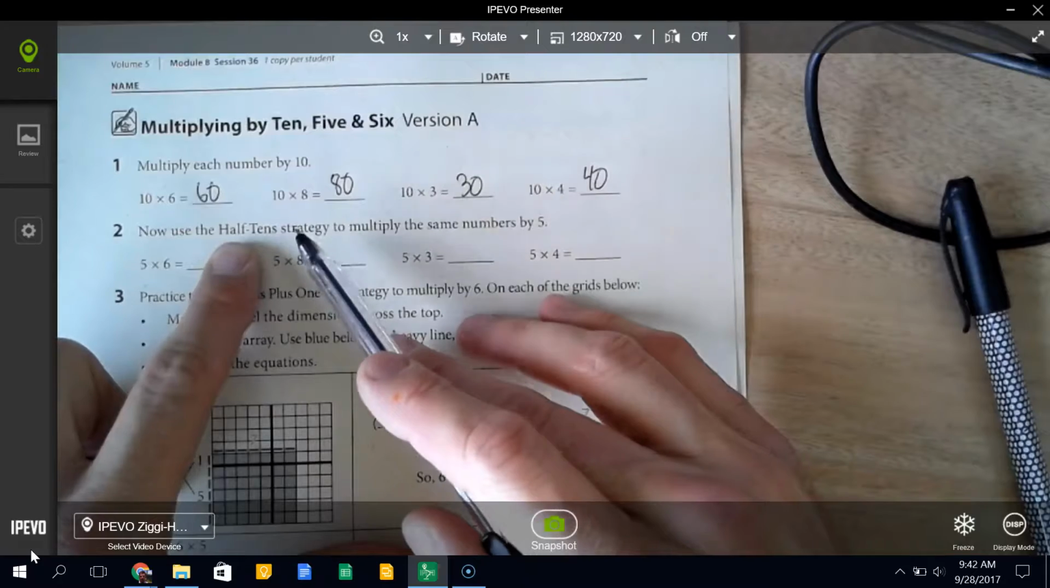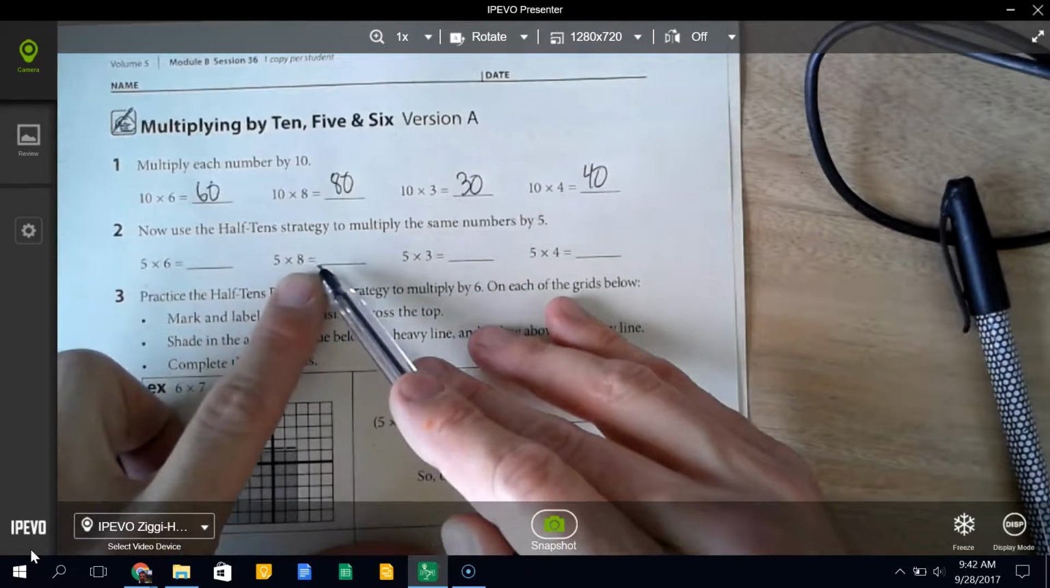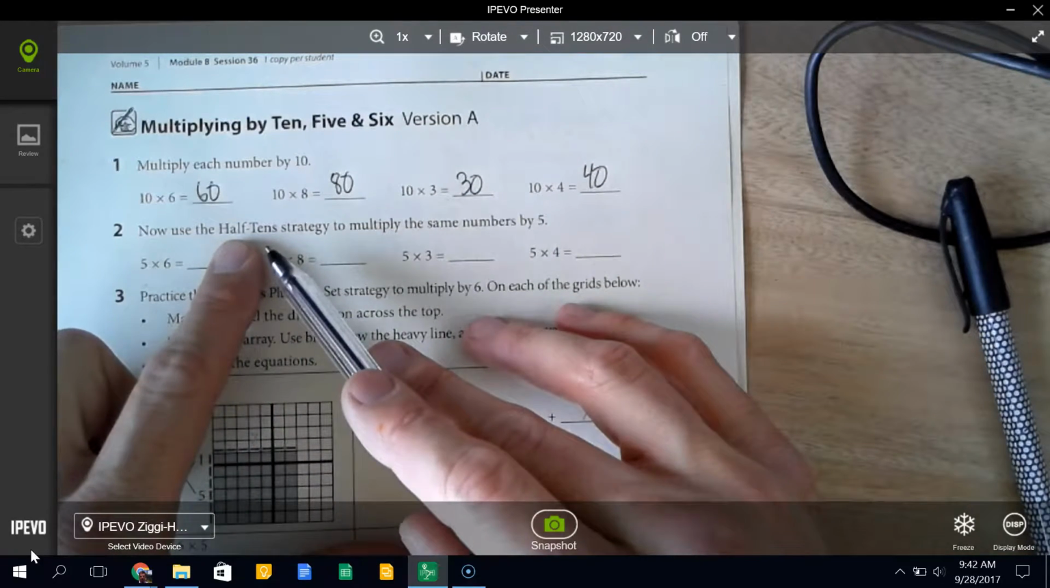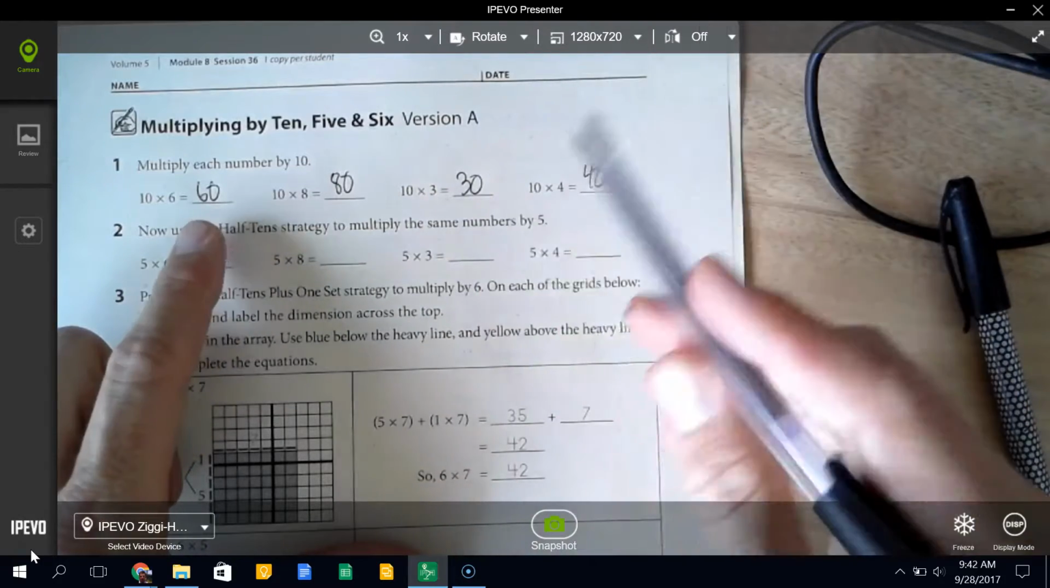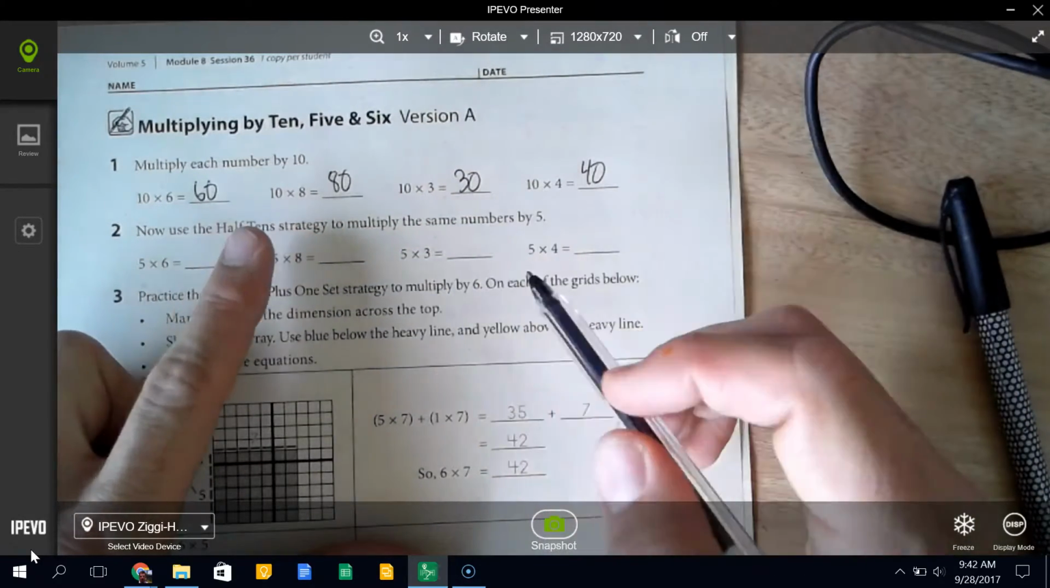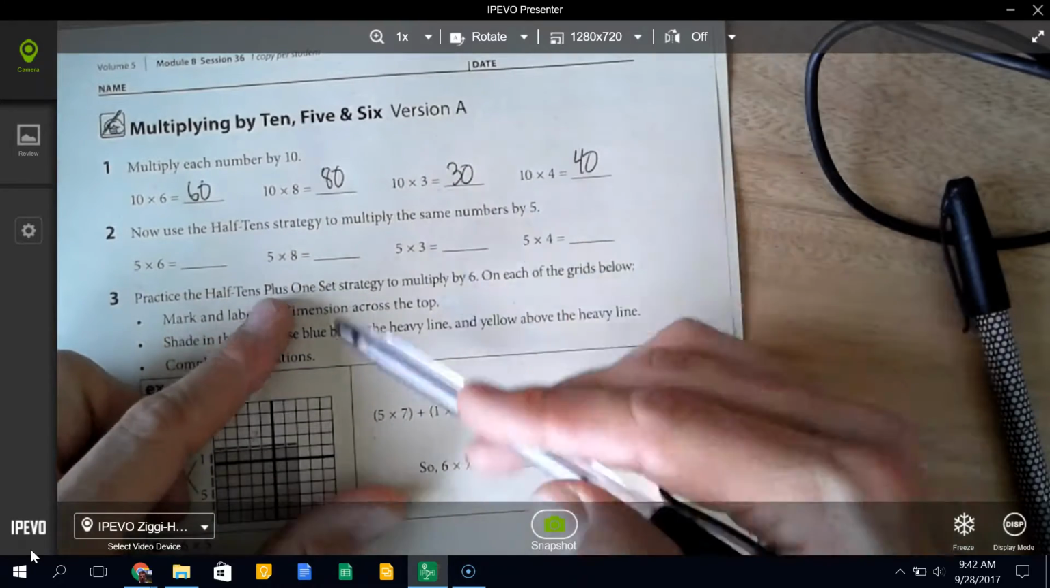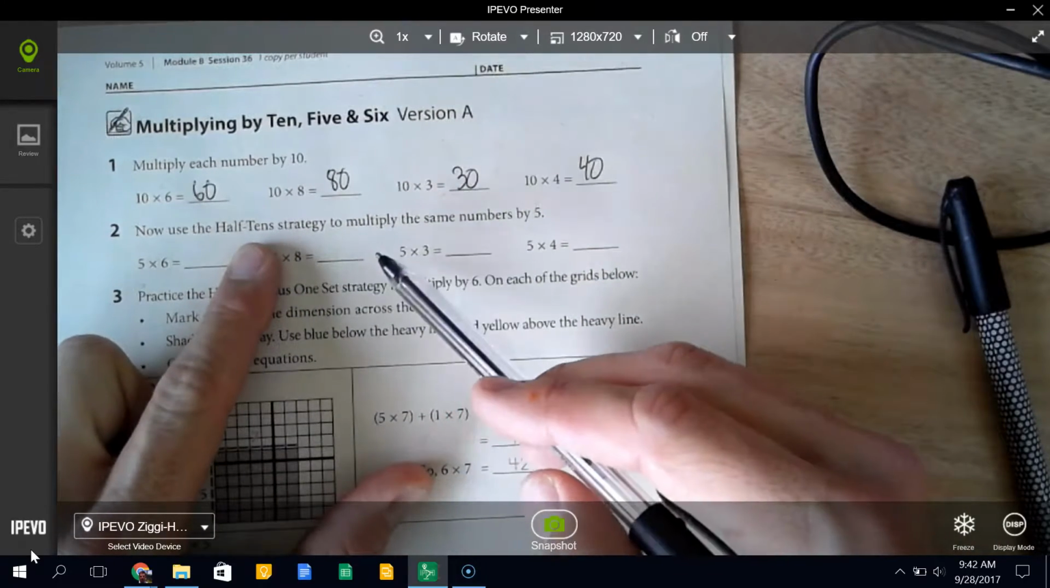Now this one is good, this half 10 strategy. If you know what 5 times 6 and 5 times 8 is, great. But a strategy that's really good is this half tens for any number, like 5 times 25, 5 times 50, 5 times 6. If we get in this habit of half tens, it's going to make your life easier.